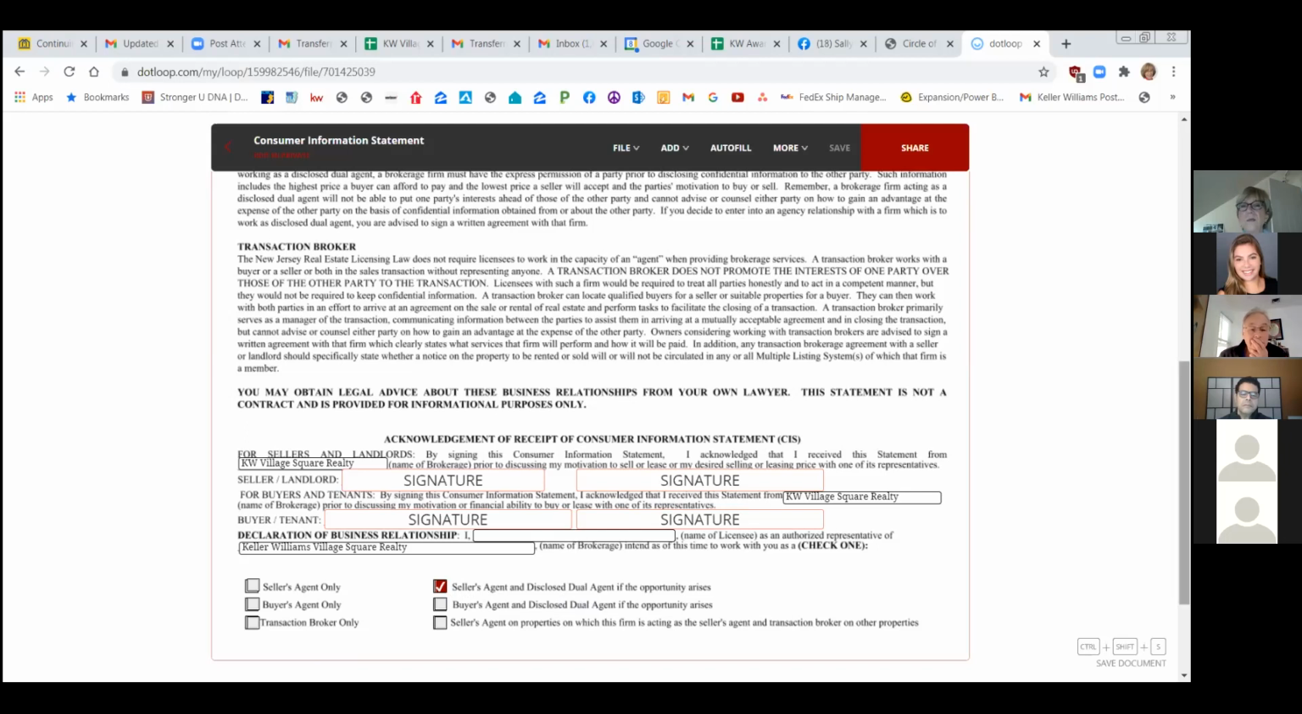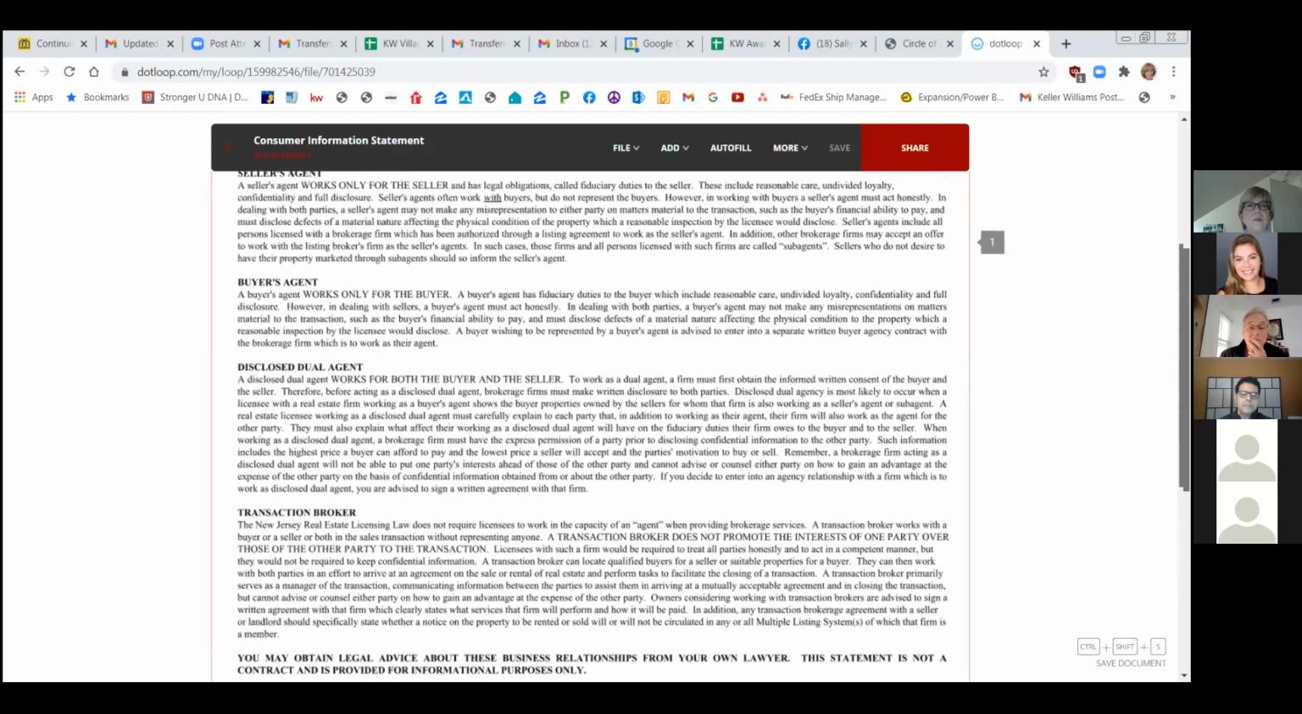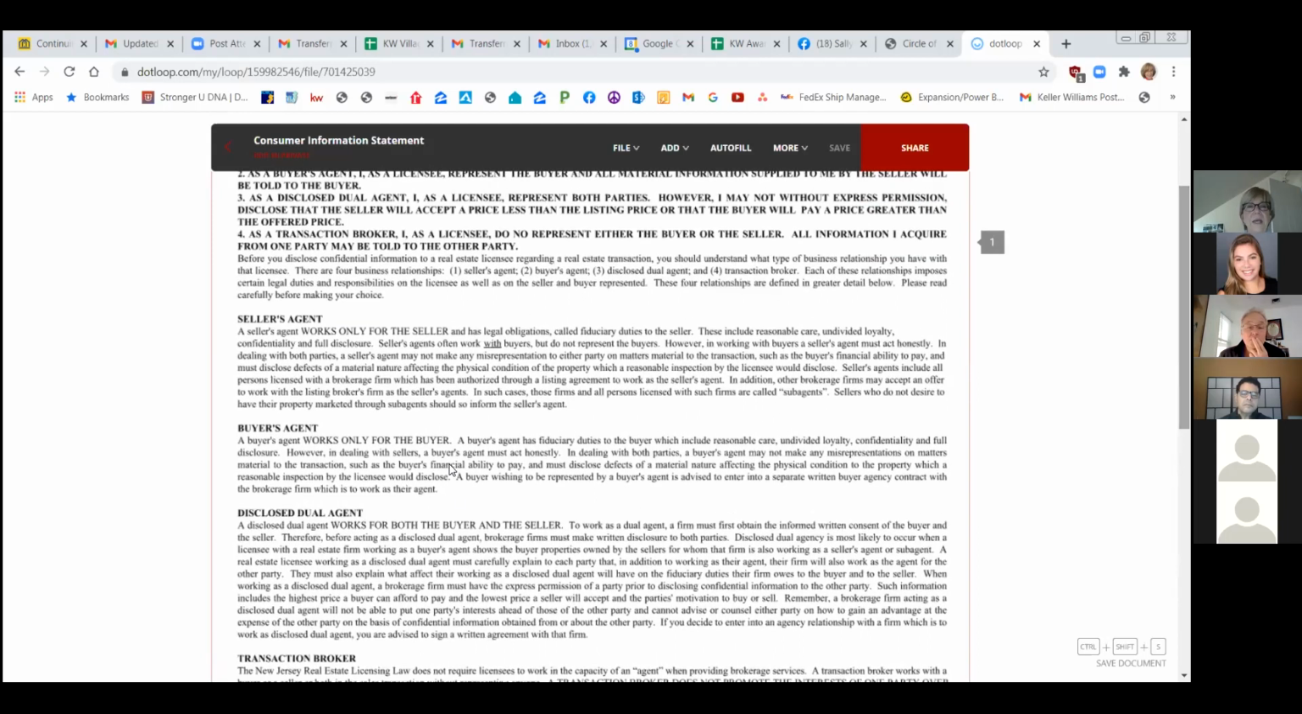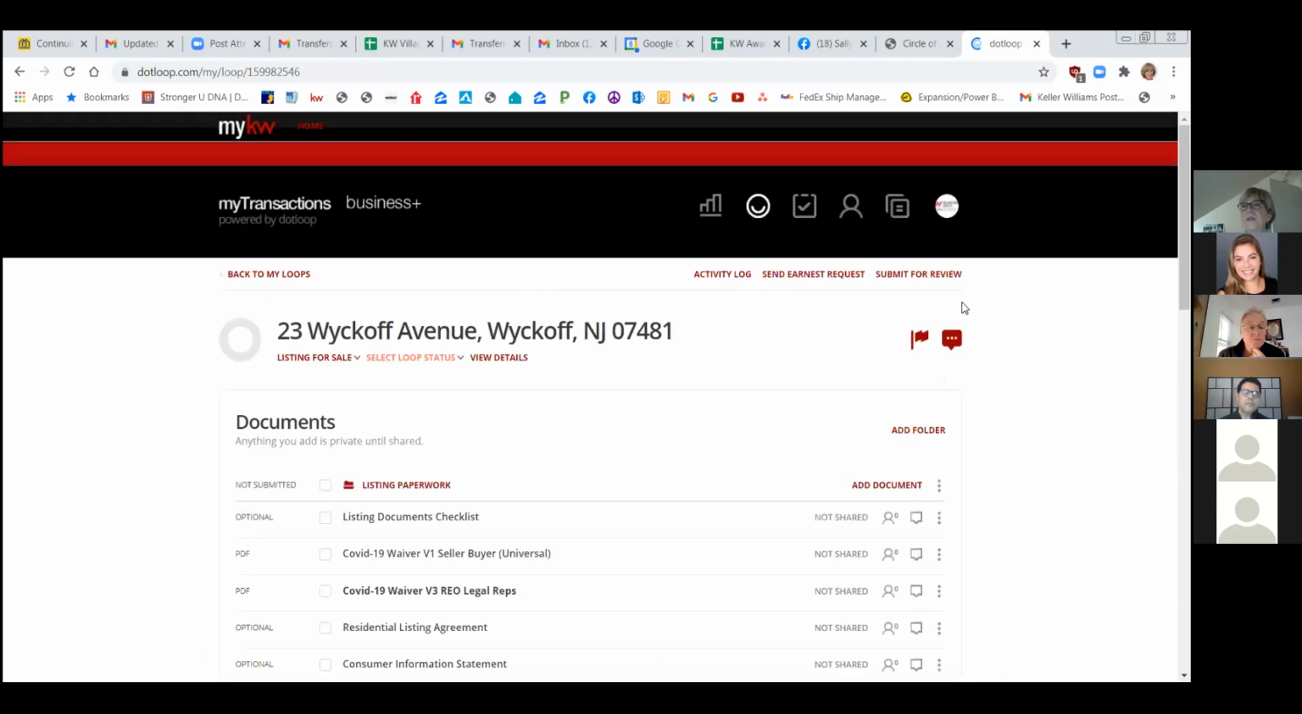If you're sitting with your people, you should be able to have read this and be able to give them a quick synopsis of each paragraph. Okay, so that's the CIS, or the Consumer Information Statement.